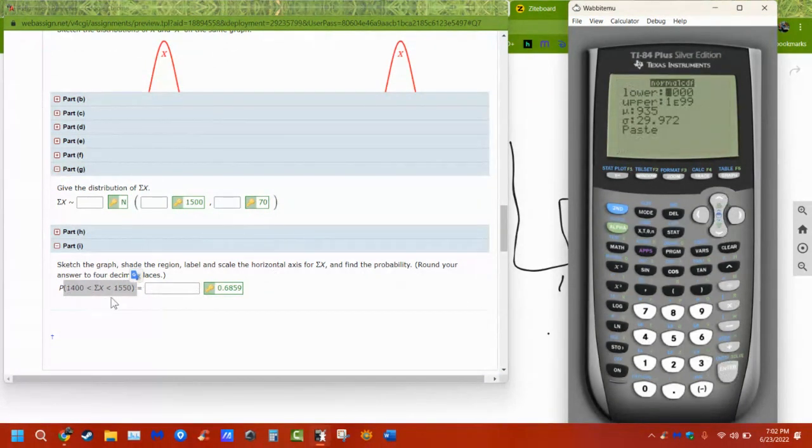But these are our bounds, 1400 and 1550, with a mean of 1500. So are you using CDF on the calculator? Yeah. Okay. CDF, right? Yes. Always normal CDF. So you just use these as your lower and upper bounds. Whenever you're doing between, those are your bounds. And then you just put your mean and standard deviation in. And when you paste and enter, you'll get your values.